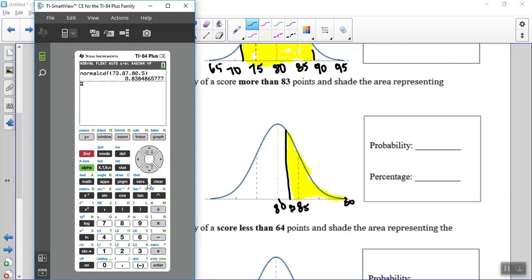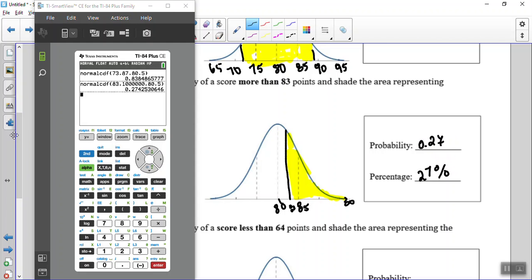So in my calculator, what I'm going to do is second distribution again. Always choose normal CDF, and your lower is your starting, which is 83, and then your upper, which is at infinity. Infinity in your calculator, you can put like a really big number, like a few zeros there, and then the mean and the standard deviation stay the same, and you hit enter and you get your answer, which is 0.27, or you can say 27%.